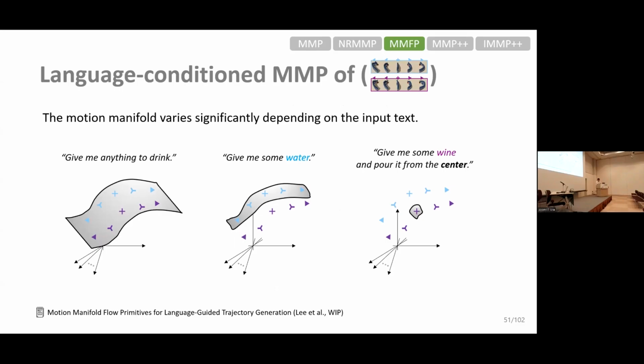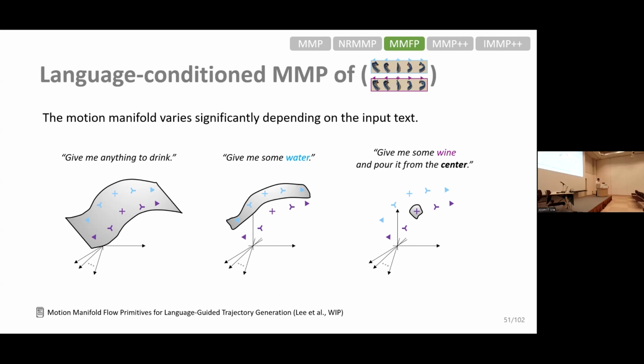If we told a robot, "give me anything to drink," it would be acceptable to generate any random pouring motion. However, if we said, "give me some water," then the pouring must be in the style of water pouring, which corresponds to a sub-manifold of the entire motion manifold. Furthermore, the direction of pouring can also be specified. If one were to say, "give me some wine and pour it from the center," as shown on the slide, the motion should only be sampled from a very narrow area.